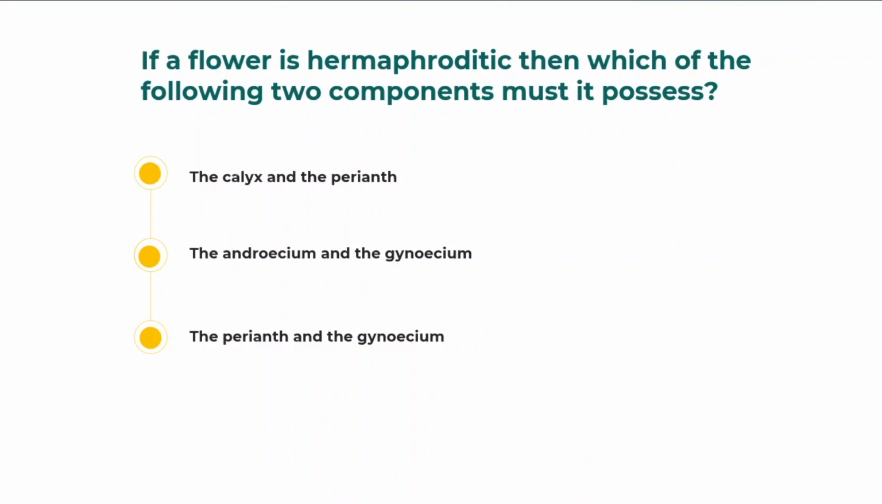Okay, so we have this MCQ here. If a flower is hermaphroditic, then which of the following two components must it possess? So comment down the answer. This is very easy. I know you could do it.